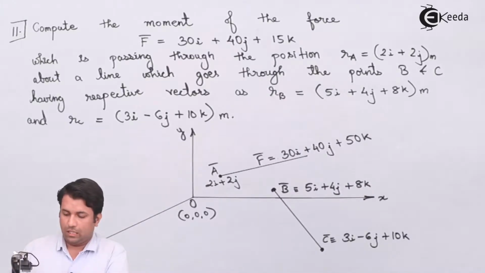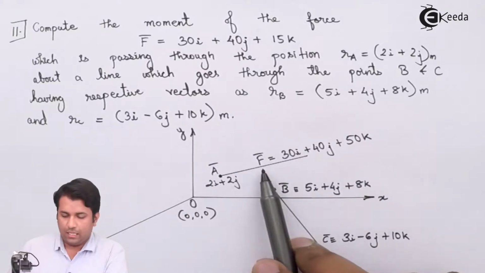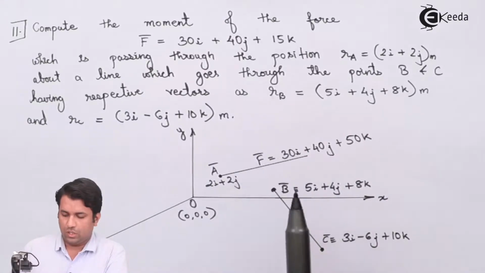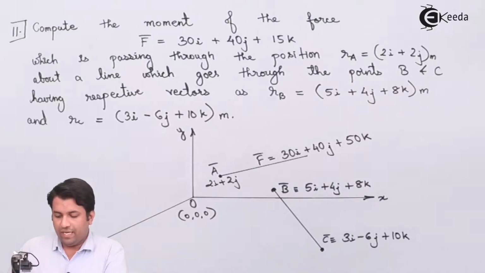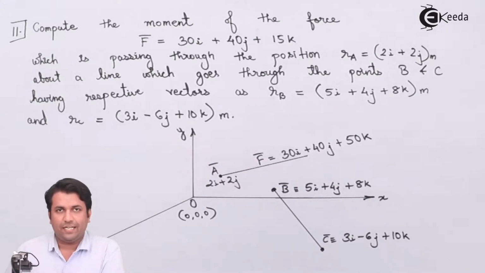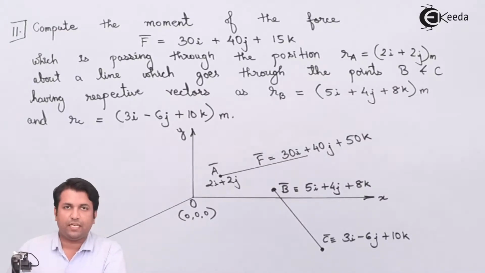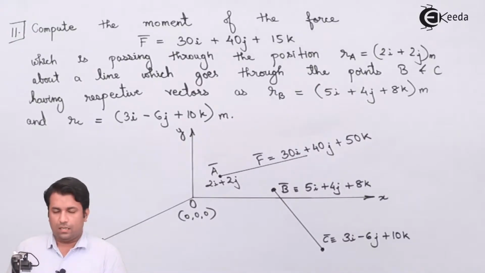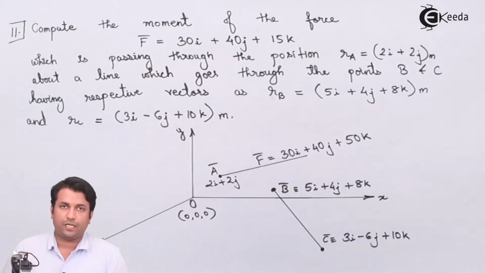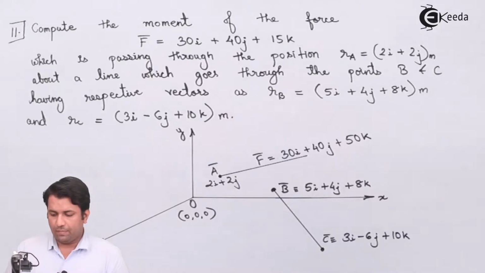To do that, we will have to take moment of this force first with respect to any one point, B or C. Then we can take the dot product to find the magnitude, and then we will just multiply the unit vector of the line BC with the magnitude. We have solved a few examples wherein we have to find the moment of the force with respect to a line. So we'll be taking a similar case over here.